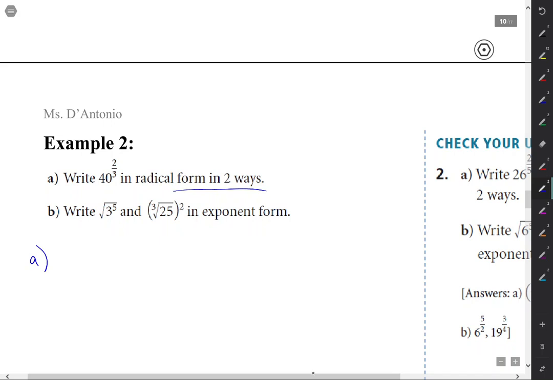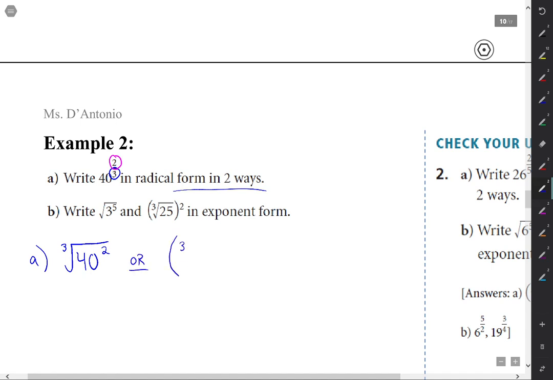One way we could write this is, well, we know the index is going to be 3, so I'm going to be doing the third root of 40, and then I'll put that little squared sign under here. So it's actually the third root of 40 squared. Remember, the numerator is just like a regular power. So 40 to the power of 2, and then we're taking the cube root of that. Another way we could write this is we could do brackets like so.